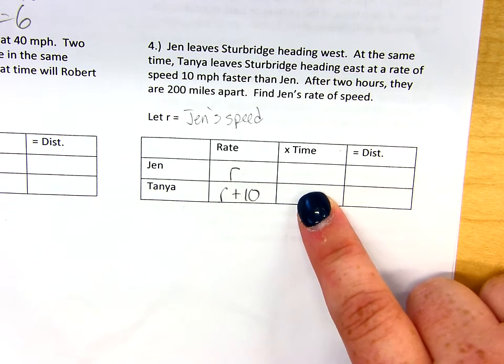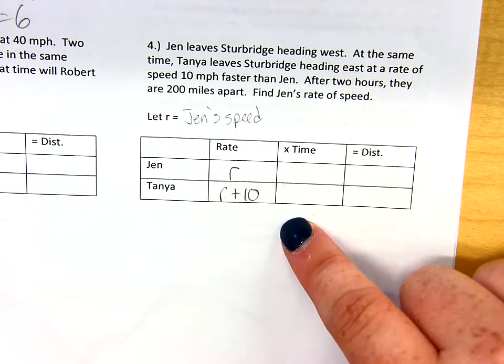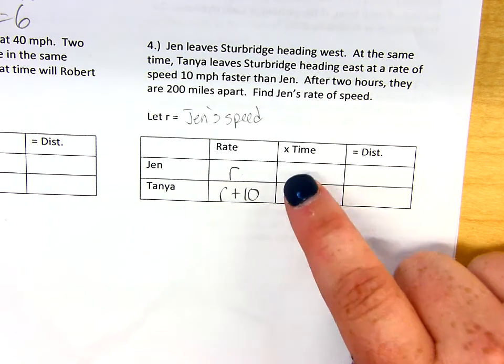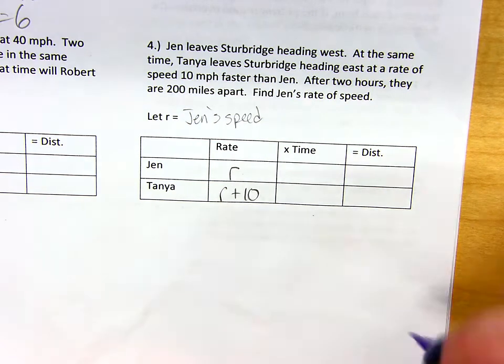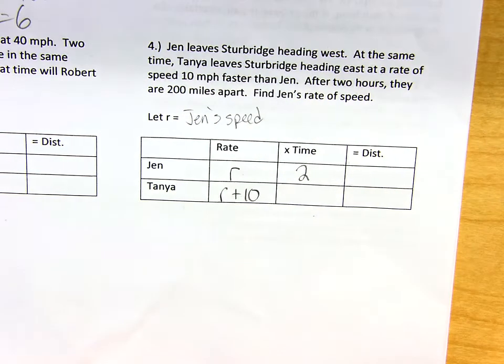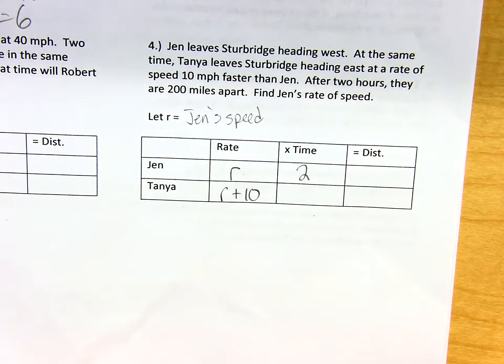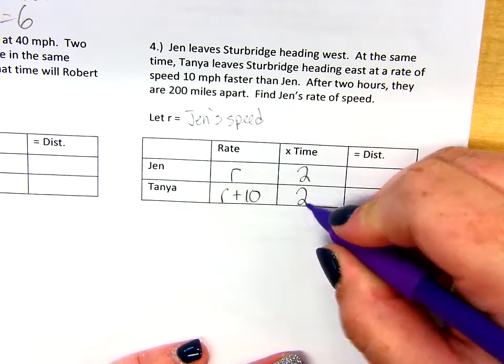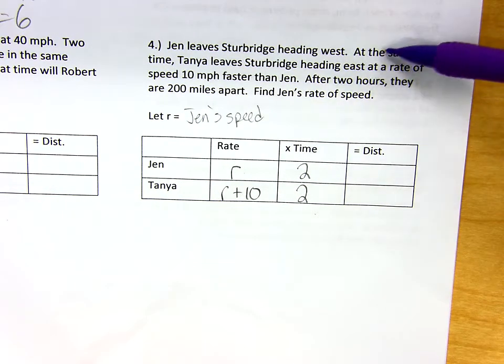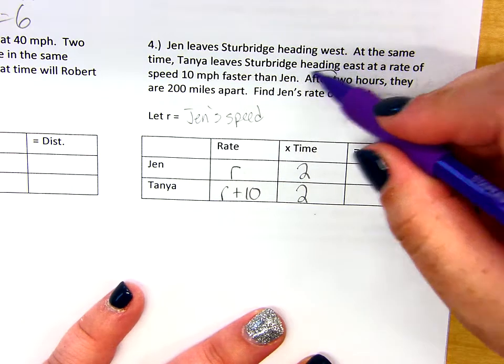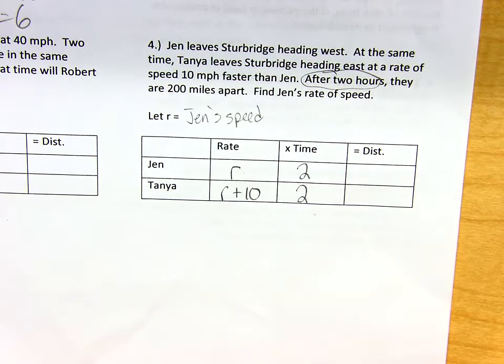Let's see. What's going to go in these boxes? Do you know how long Jen's been traveling for? 2 hours. It told you in the problem. How long has Tanya been traveling for? Also 2 hours. Right? It said at the same time they left, and then it says right here, after 2 hours. So both girls have been traveling in their cars for 2 hours. Does that make sense so far?